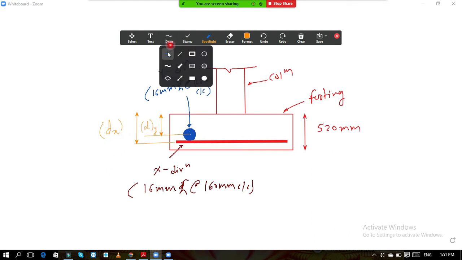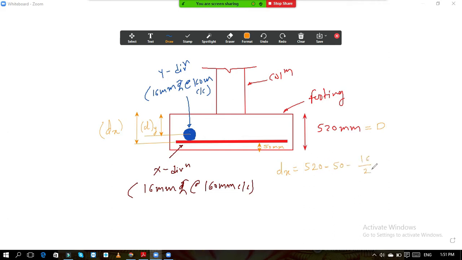Okay, and the points over here are, see, this is your clear cover, whatever may be the distance. This is 50 mm. This is your clear cover. So in this way, we know that this is our overall depth D. If we want depth in x direction, then dx, what is the answer? It is 520 minus your clear cover 50 minus half of bar diameter, 16 by 2. Okay, you will get the value.